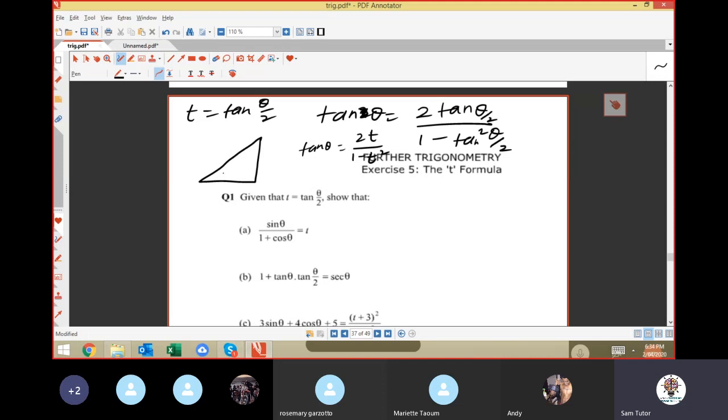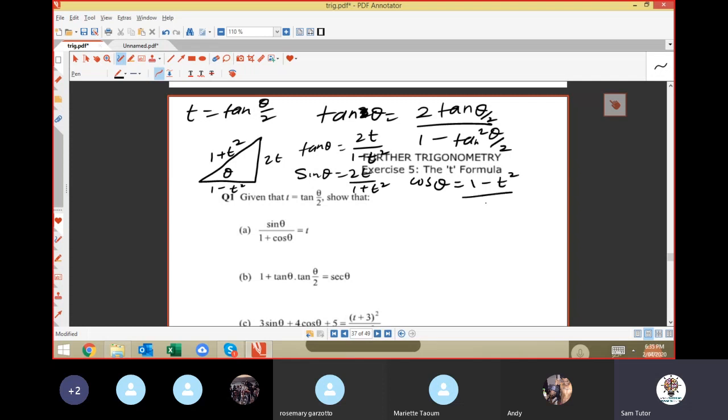There's no point in memorizing everything. So theta, opposite over adjacent, and I promise you, if you do your Pythagoras' theorem properly, you will get the hypotenuse becoming 1 plus t squared. I'll leave that for you to prove. Then we end up with 3 different results: tan theta is 2t on 1 minus t squared, sine theta is 2t on 1 plus t squared, and cos theta is adjacent over hypotenuse.